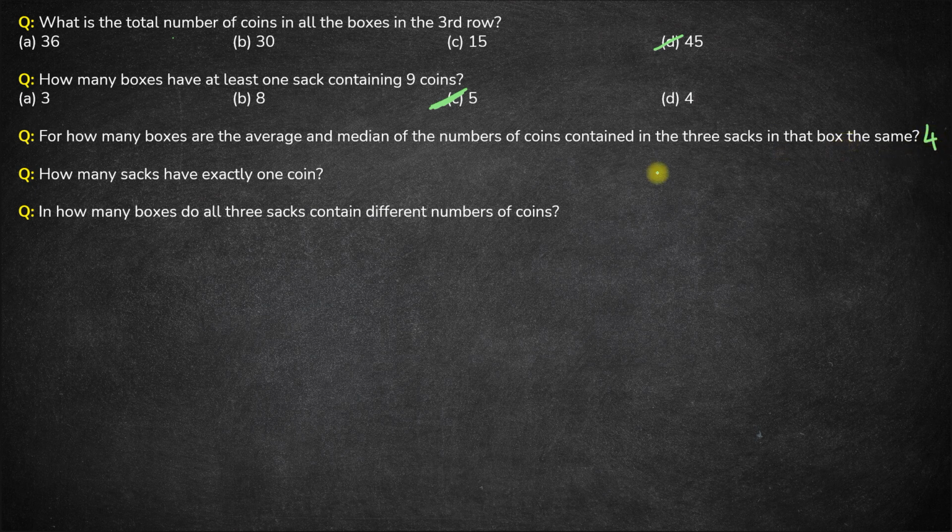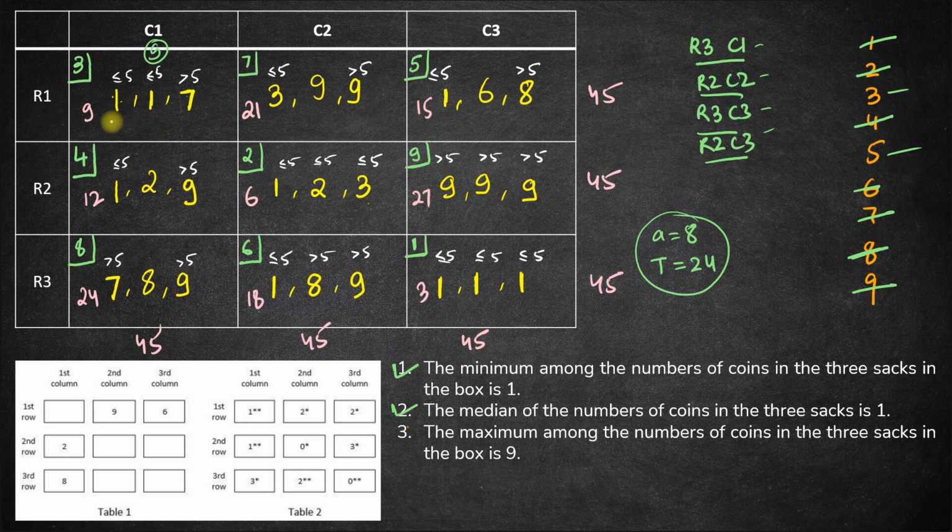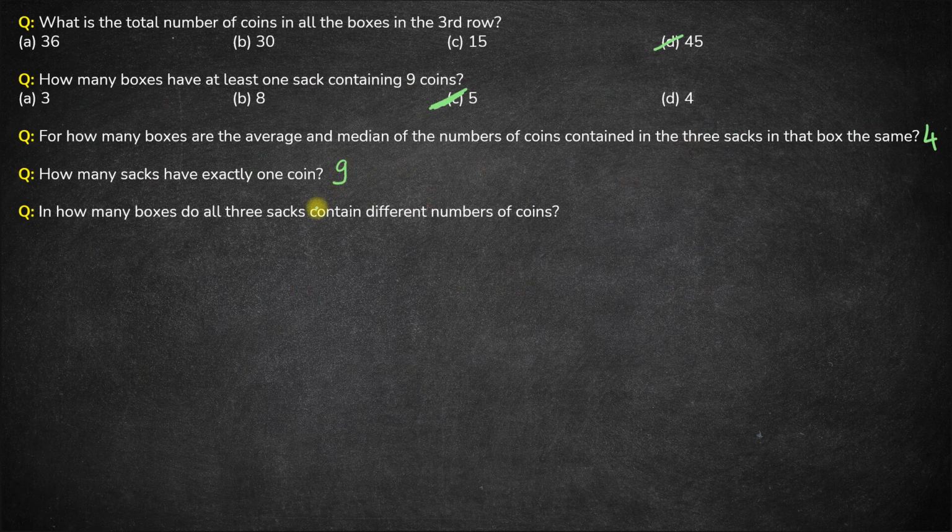Okay. Next, coming to the next question. How many sacks have exactly one coin? So I have 1, 2, 3, 4, 5, 6, 7, 8, 9. So there are 9 sacks which have exactly one coin. So the answer here is 9.